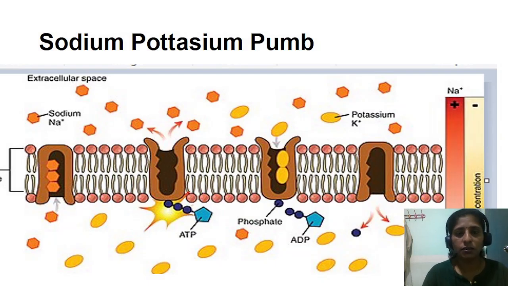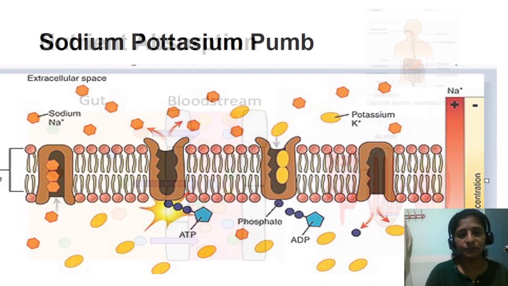Here you can see the sodium potassium pump. See here, the molecules enter and go out, potassium and sodium. When potassium molecules enter inside, against the concentration gradient, there will be more positive charge, so the positive charge is attained. Immediately there will be negative charge as soon as they go out of the nerve cells.